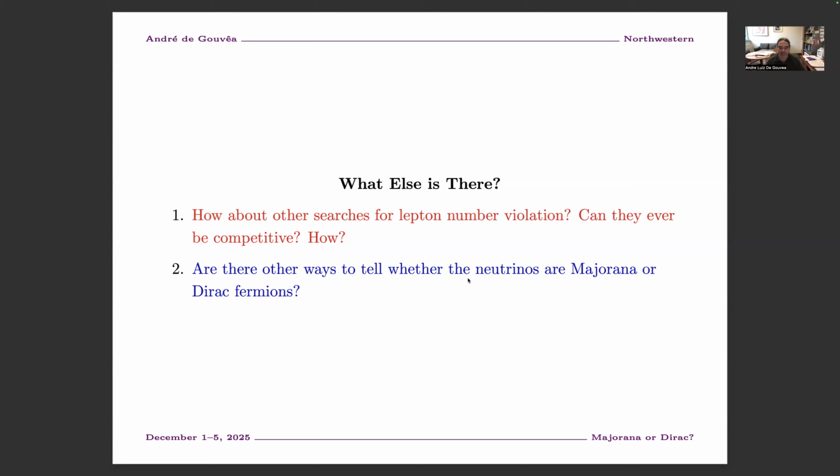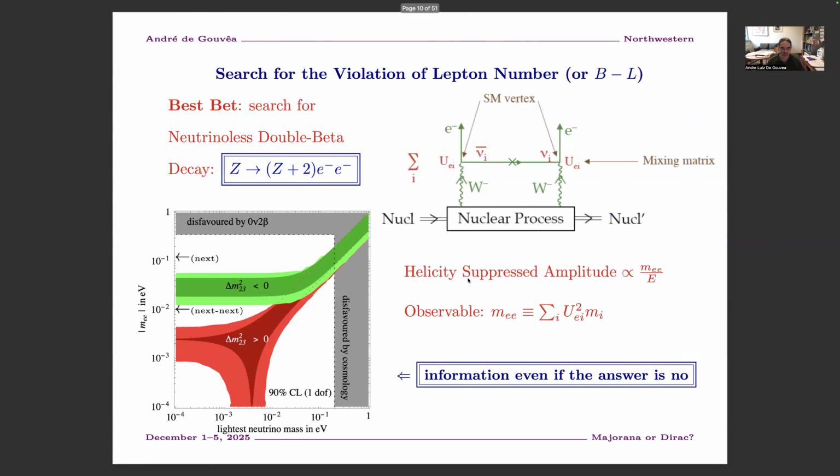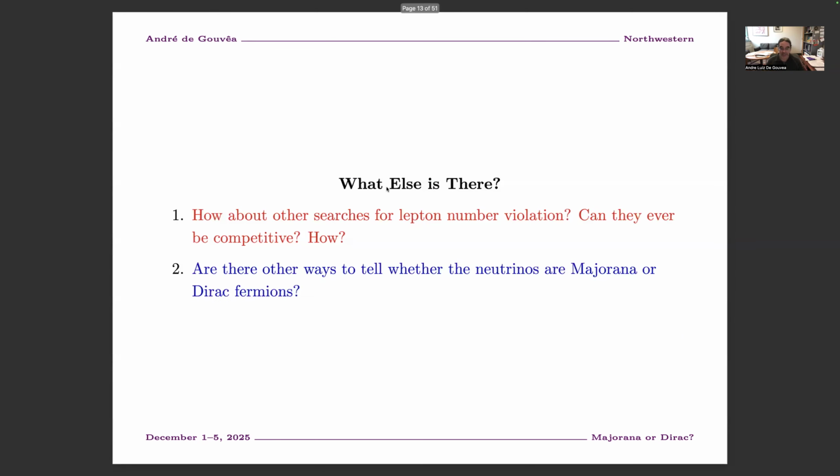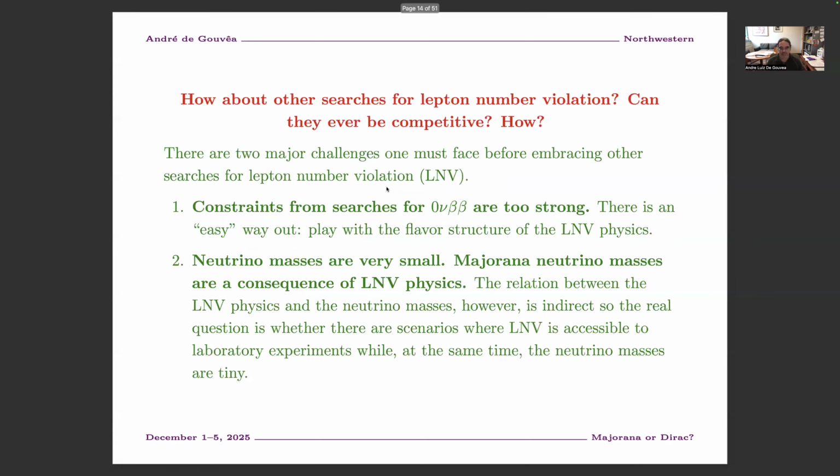So I'm going to talk about two different kinds of things. One is, of course, what's going on with neutrinoless double beta decay: we're looking for lepton number violation. So you can ask, are there other ways to look for lepton number violation, and should we care about those? And finally, I want to move a little bit away from direct violation of lepton number, and I want to try to tell you that Majorana and Dirac fermions are different in processes that don't directly violate lepton number. So that's the plan. So are there other ways to look for lepton number violation?